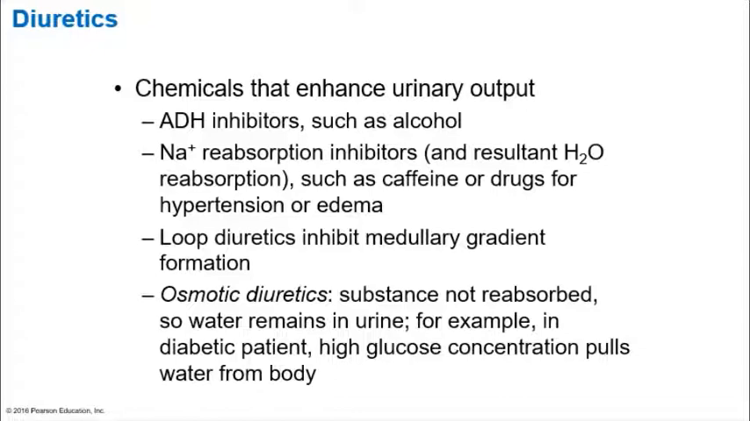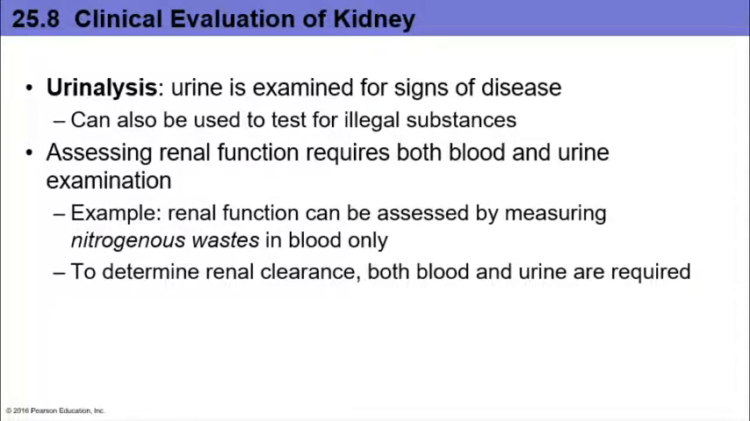So there are lots of substances that will get you to pee. There are lots of diuretics, and there's lots of ways to do it. Inhibit anti-diuretic hormone, inhibit sodium reabsorption, or inhibit that medullary osmotic gradient, and you will pee a lot. So now that you know all about how the kidneys help to make urine, concentrate the urine, regulate urine production, now we could put it to use.